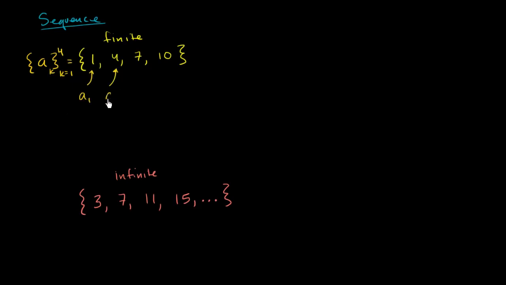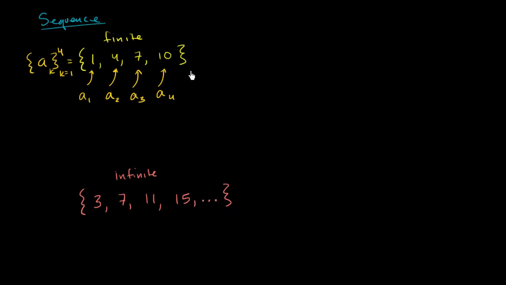This right over here would be the second term. We'd call it a sub 2. I think you get the picture. A sub 3. This right over here is a sub 4. So this just says all of the a sub k's from k equals 1, from our first term all the way to the fourth term.